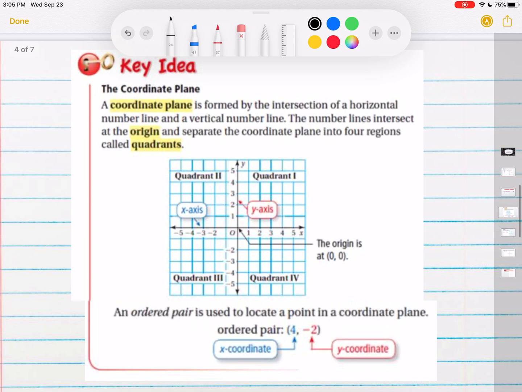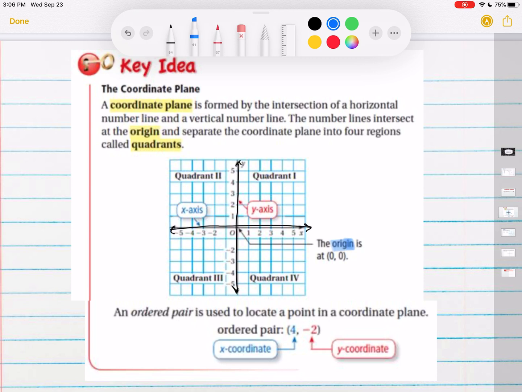So let's look at this coordinate plane in this definition. A coordinate plane is formed by the intersection of a horizontal number line and a vertical number line. If you look at this picture right here, we have that vertical number line and that horizontal number line that intersect, right? And you can tell those are just like the vertical and horizontal ones we were working with last week. They have the positive numbers and the negative numbers. Where they intersect is called the origin, and that's point 0, 0.